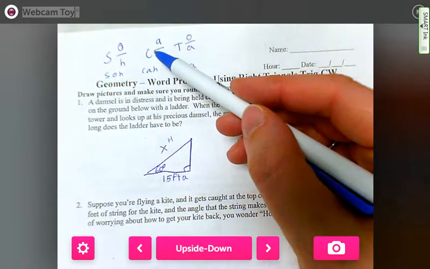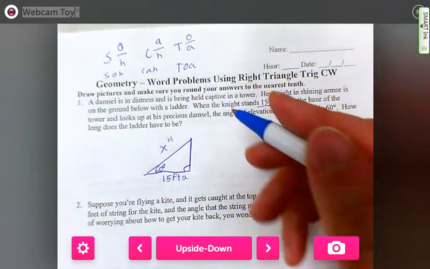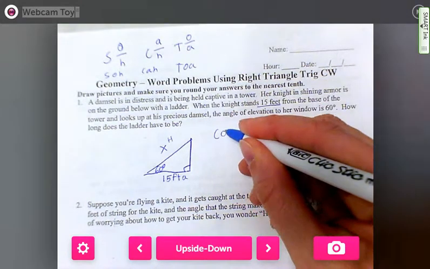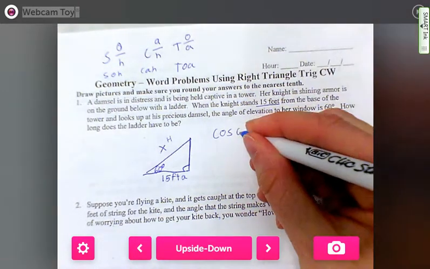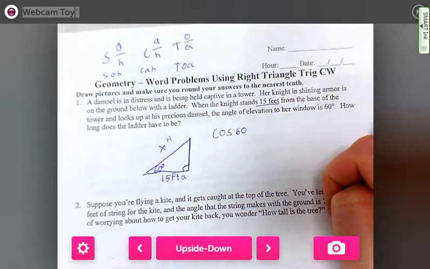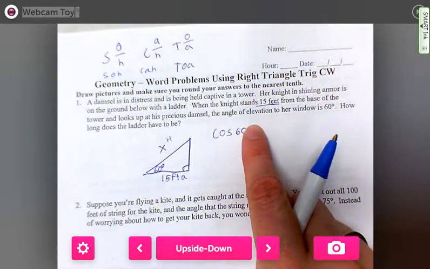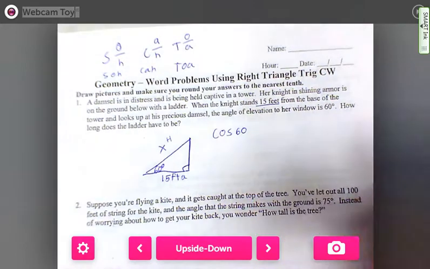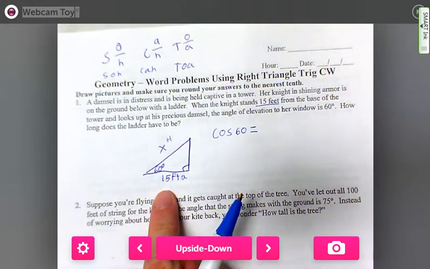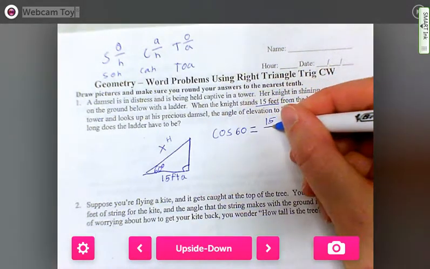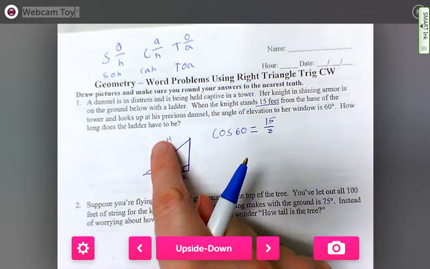Because then I look at A and H. I come up here and I'm going to use cosine. So remember, I go cosine, and then what do I put next to the cosine? 60. I put the angle, and then what comes next? What comes right after the 60? What do I need right here? An equal sign. Good. And then I'm going to put, let's look, 15 over x. Remember, because it's A over H.